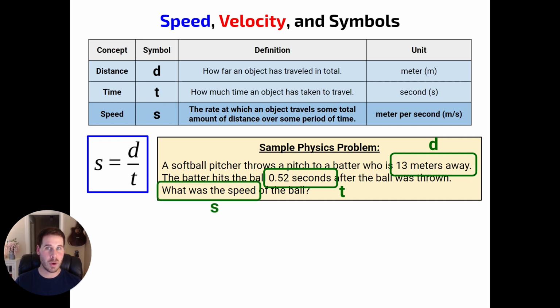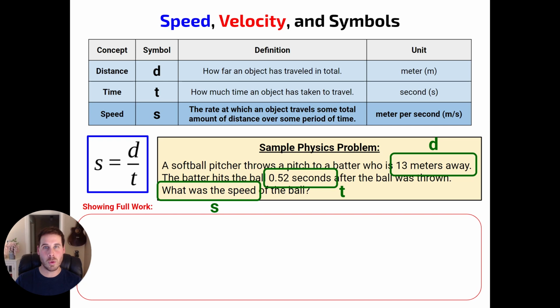You want to look in physics problems for the question words like what or where or how much or when, and then look for a measurement term that's close to it, because if they're in the same sentence, you'll probably guess, okay, that's the thing I need to solve for. So in this case, we need to solve for speed.